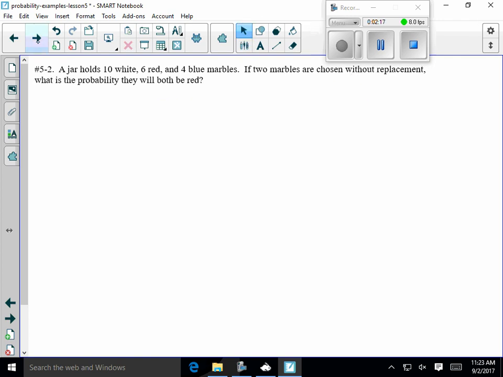In the second one, we're going to have the same jar, 10 white, 6 red, 4 blue marbles. If 2 balls are chosen without replacement, what would the probability be that they would both be red? So pause this one and give this one a try. Okay, so if we did this, the first time we draw the marbles, we would have 10 white, 6 red, and 4 blue marbles, right?